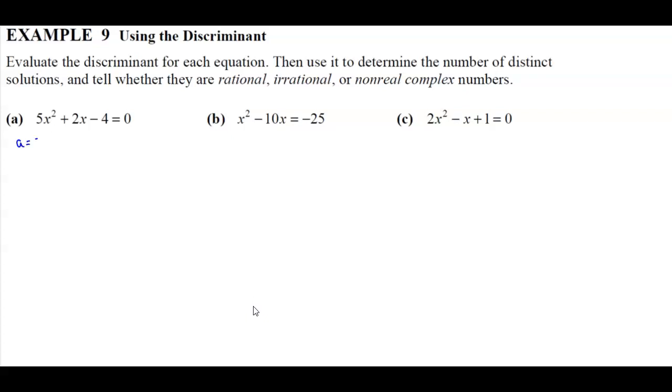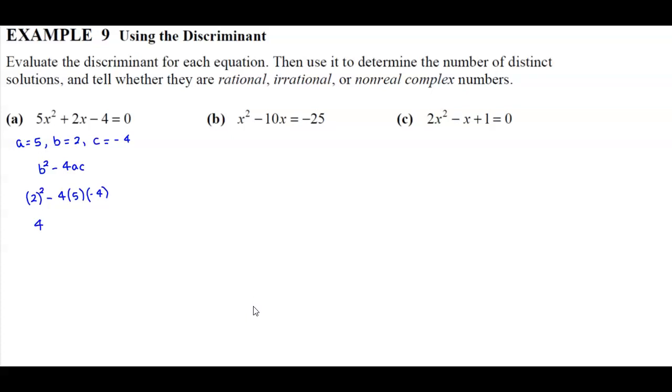The value of A is 5, the value of B is 2, and the value of C is negative 4, according to the standard form of a quadratic equation. So now we're going to use the discriminant, b squared minus 4ac, to determine what's happening with these solutions. So the value of b is 2, and then we're going to square it, minus 4 times the value of a, which is 5, and the value of c, which is negative 4.